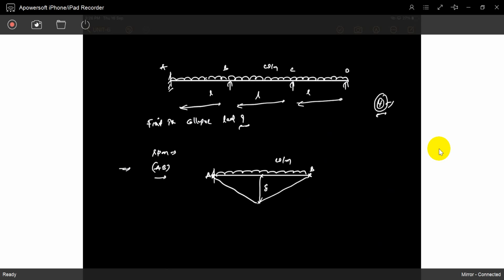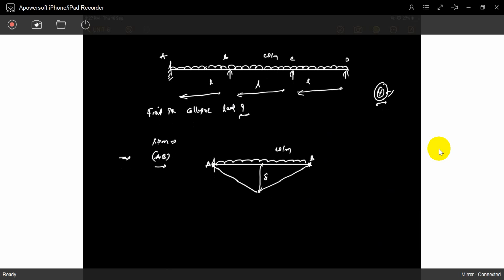So we take care that no individual portion fails before the total failure. Understood? We can check the possibilities of individual failure, and maintaining that is sufficient. Now you can see the 3 hinges are formed in this span. So what is the collapse load? W. We already discussed that. Collapse load is 16 MP by L. We already found it, no need to find it again. So very simple.